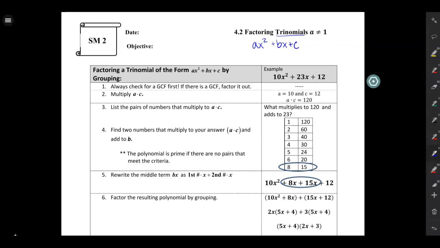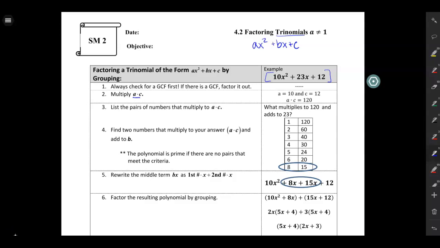So we are going to factor this polynomial over here, 10x squared plus 23x plus 12. Our first step is to always check for a greatest common factor or a GCF. If there is one, you're going to factor it out. In this example, there's not a GCF. Next thing you're going to do is multiply the a and the c together. Your a is the number in front of your x squared. The c is the number that doesn't have any x's with it. Multiply them together, and in this case, we get 120.